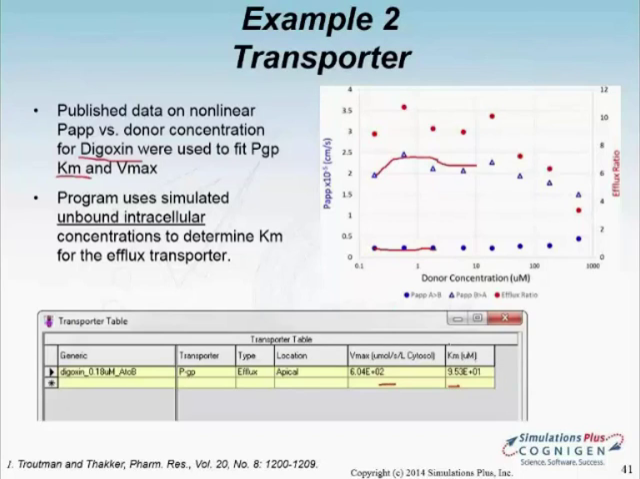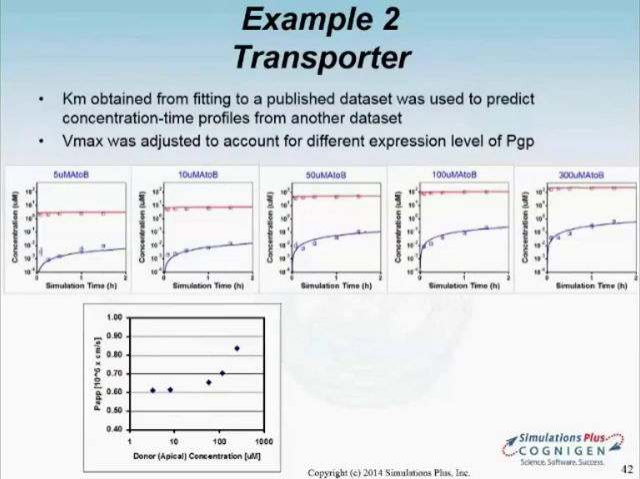And then we used the fitted Km to predict the concentration time profiles from another experiment. This was an experiment that we had measured, and you can see here concentration time profiles in both donor and acceptor compartments for 5 experiments with concentrations ranging from 5 to 300 micromolar. All of these were done in A to B direction, and using the Km as obtained by fitting to the Troutman data and adjusting Vmax to account for possible differences in PGP expression levels.